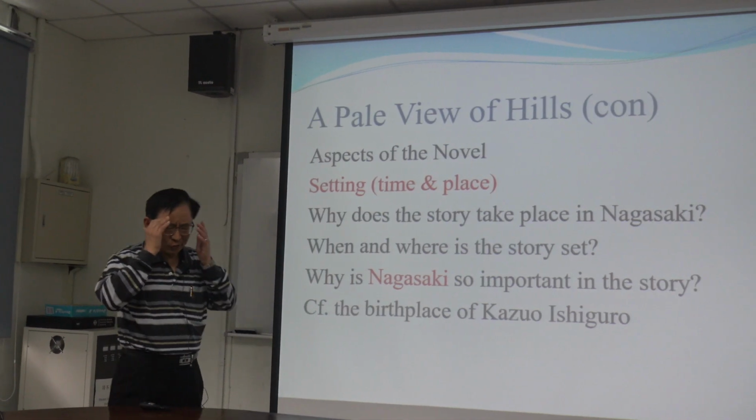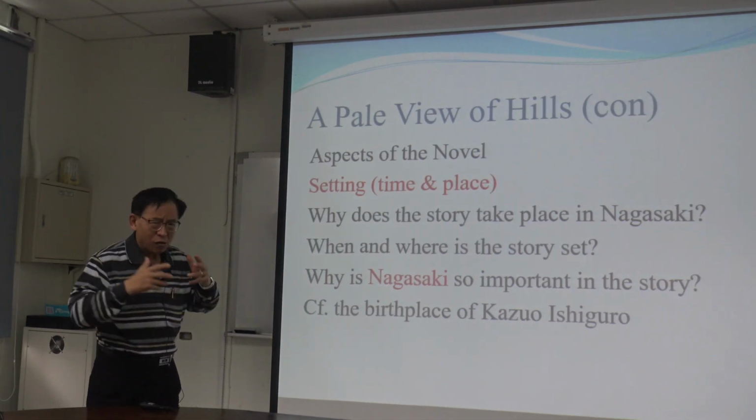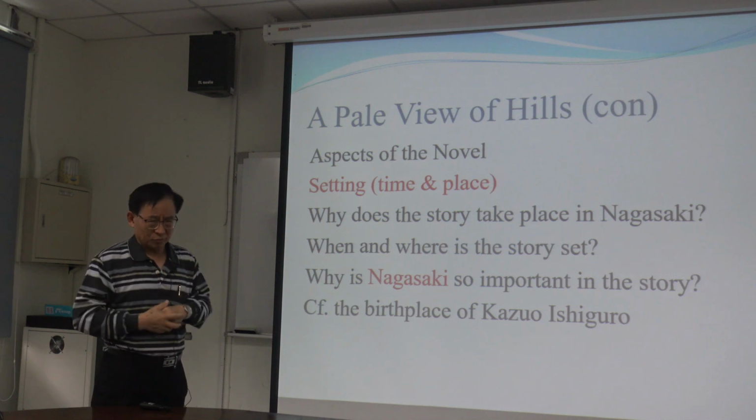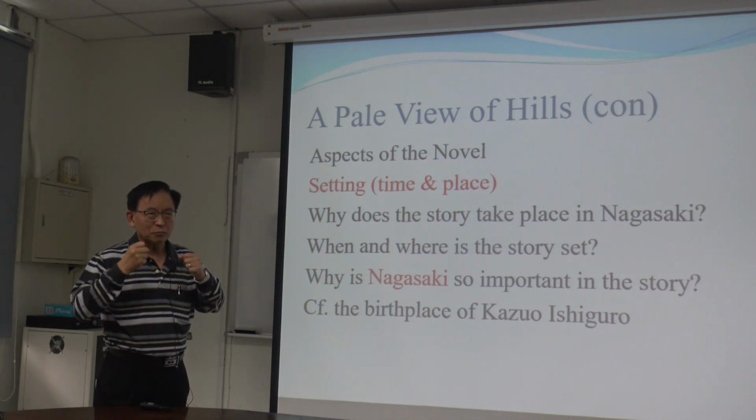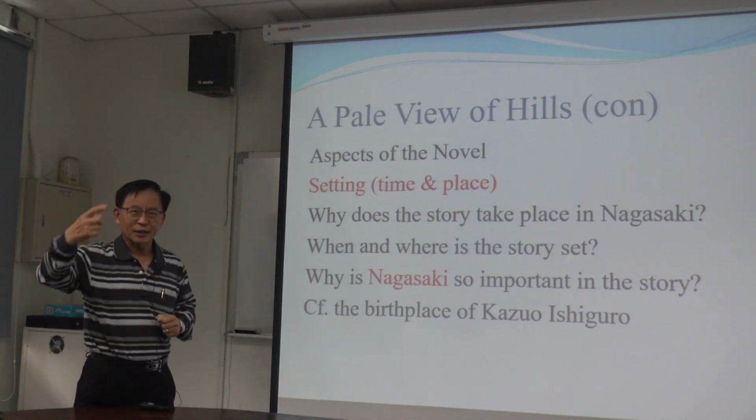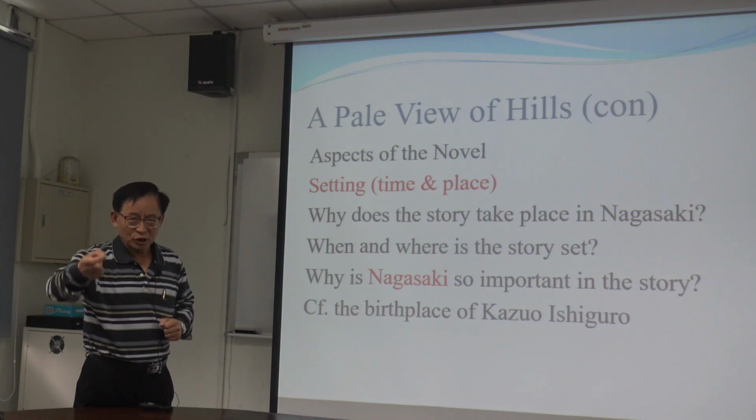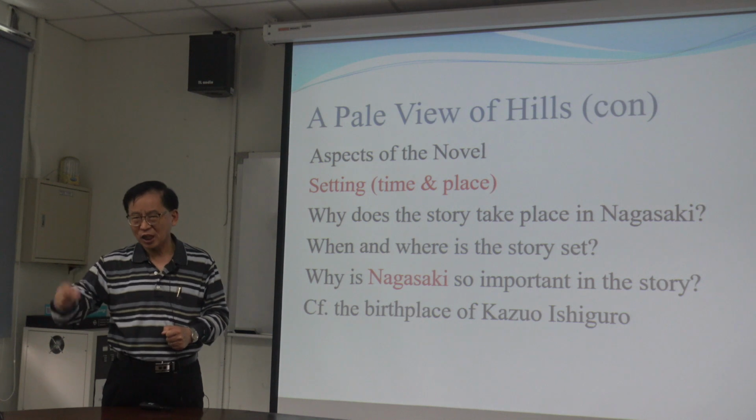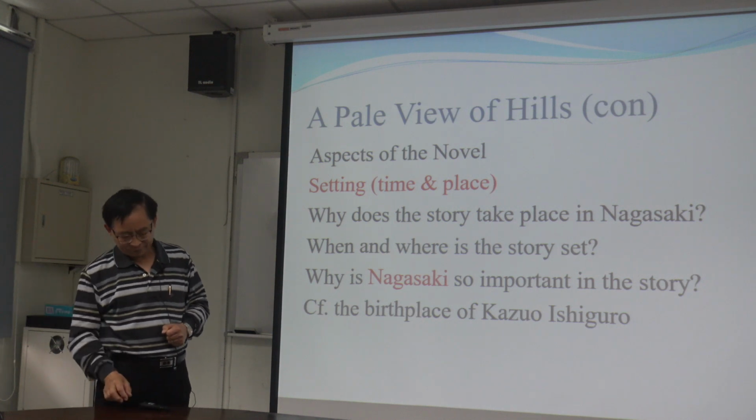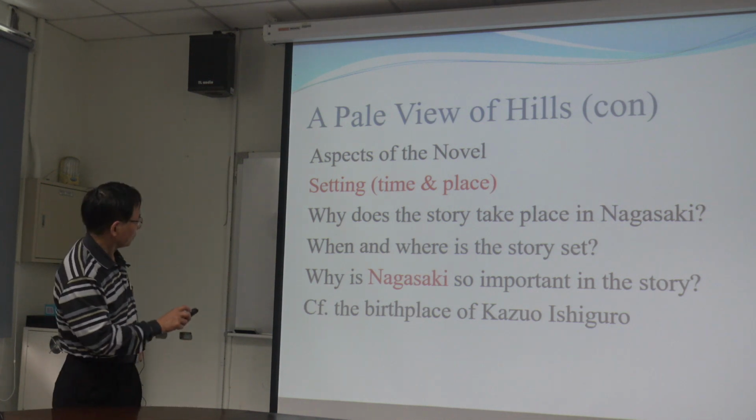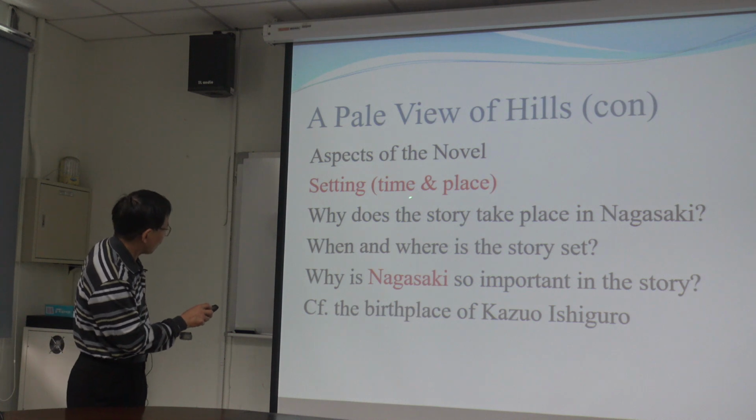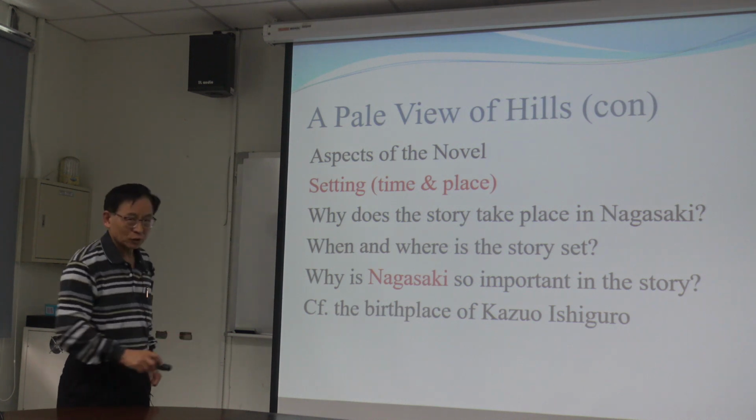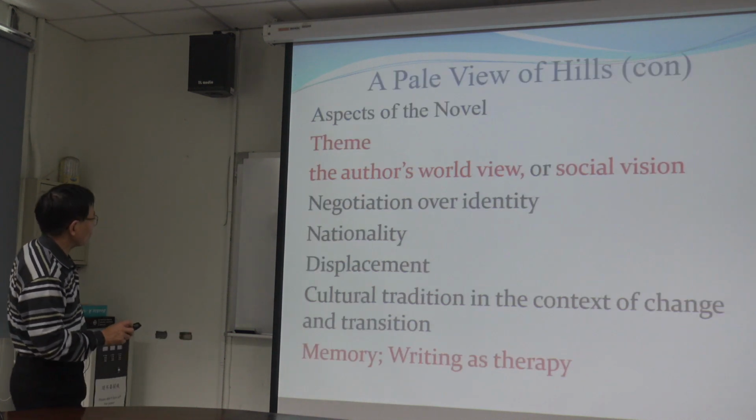One question for you to think about is, how come Etsuko could meet her second husband, a British gentleman? How come the English people at that time were in Japan? It has much to do with time. So both time and place refer to the setting of the novel, okay?